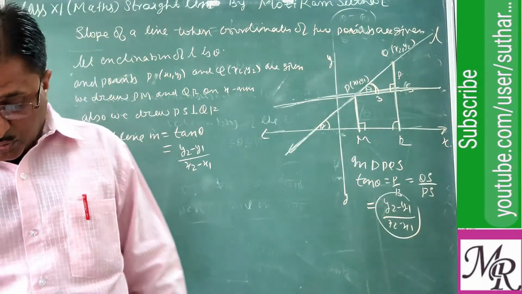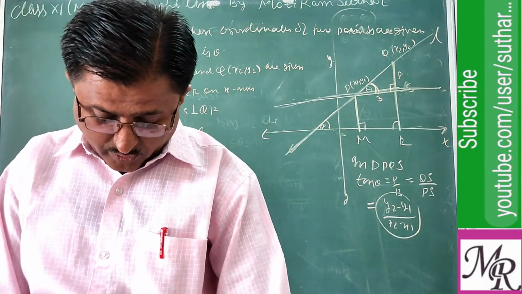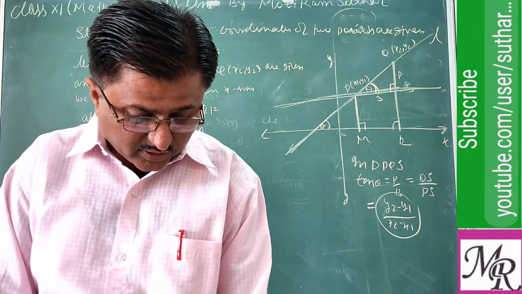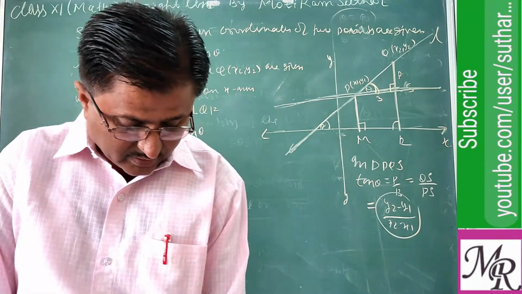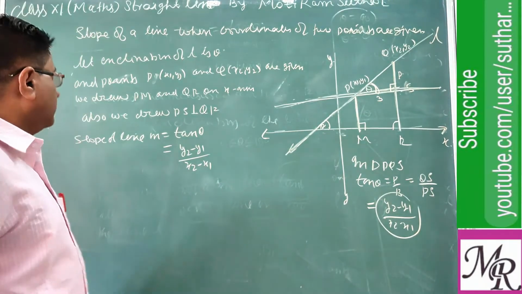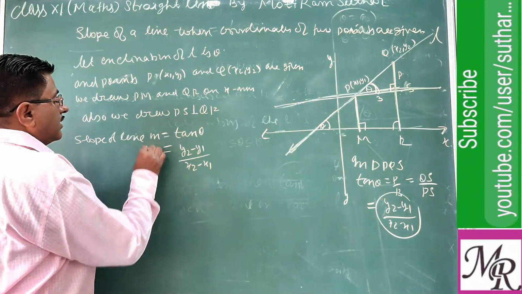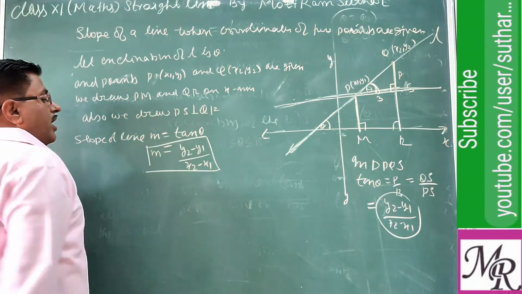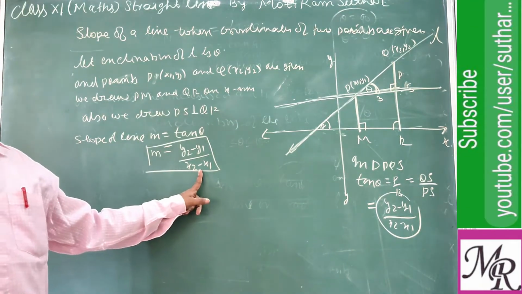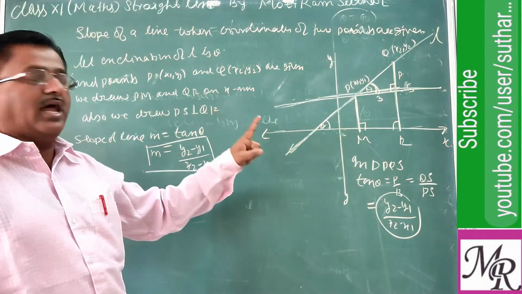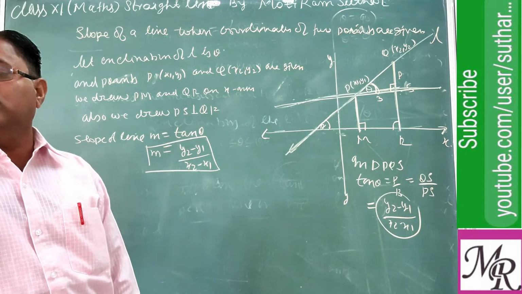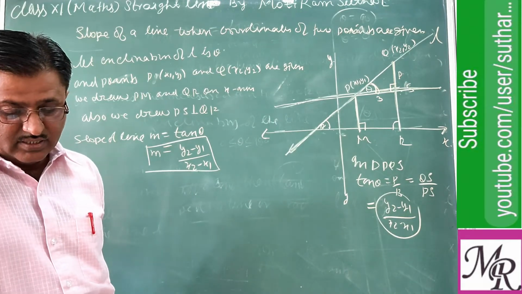So write down this formula for the slope of a line when the coordinates of any two points are given. Clear? So what is the formula we get finally? m equals y2 minus y1 upon x2 minus x1. This will give you the slope of a line which is passing through the two points. Clear?